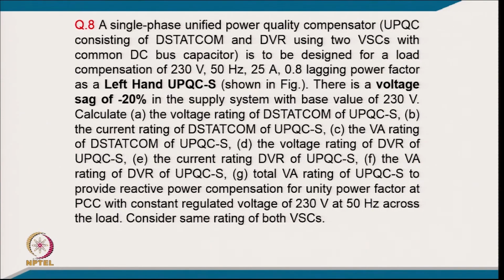So, coming to example 8, a single phase UPQC consisting of D STATCOM and DVR using 2 VSCs with a common DC link capacitor is designed for a load compensation of 230 volt, 50 Hz, 25 ampere, 0.8 lagging power factor, with the left hand UPQC, and there is a voltage sag of 20% in the supply voltage, with a base value of 230 volt. Calculate the voltage rating of the D STATCOM of UPQC, current rating of UPQC, and VA rating of UPQC, the voltage rating of DVR, current rating of DVR, and VA rating of DVR, and total VA rating of UPQC to provide reactive power compensation and unity power factor with a constant regulated voltage of 230 volt, 50 Hz across the load. Consider the rating of both VSCs the same.